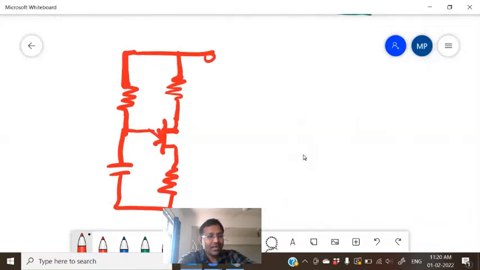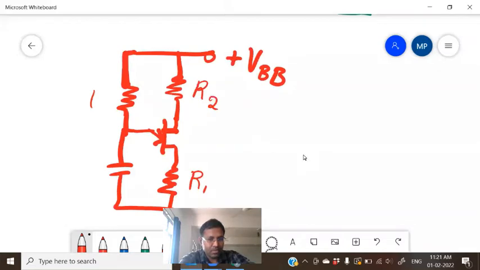Now let us name the supply as VBB. Then let us name the two resistances: the bottom resistance R1, the top resistance R2. This capacitor charges through this resistor, so the time taken for the capacitor to charge will depend on this R value and C value. Hence, they are known as the timing resistor and timing capacitor, represented by RT and CT.